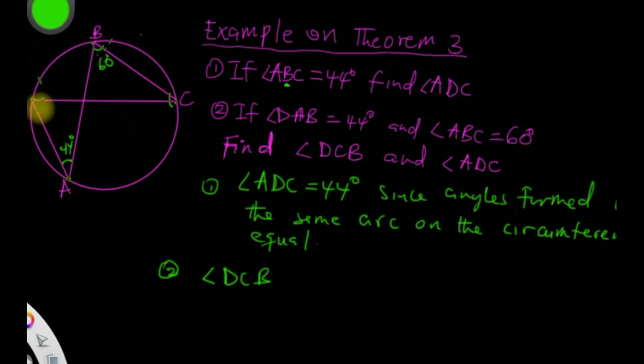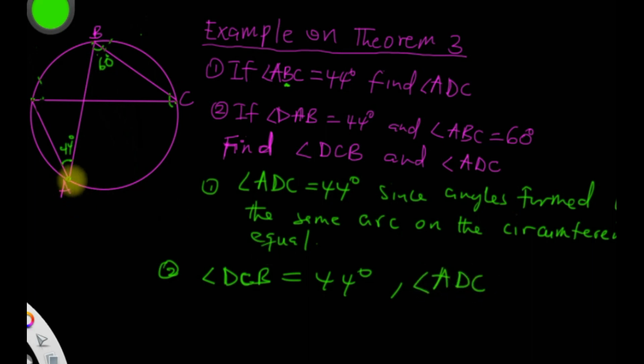So if angle DAB is equal to 44, then angle DCB must also be equal to 44. Why? Because angle DAB and angle DCB are formed by the same arc DB. So this angle DCB should also be equal to 44 degrees.